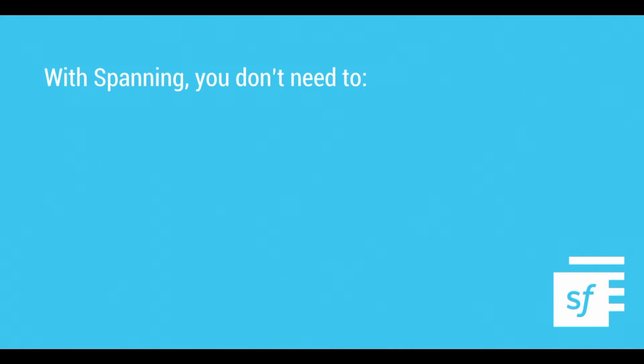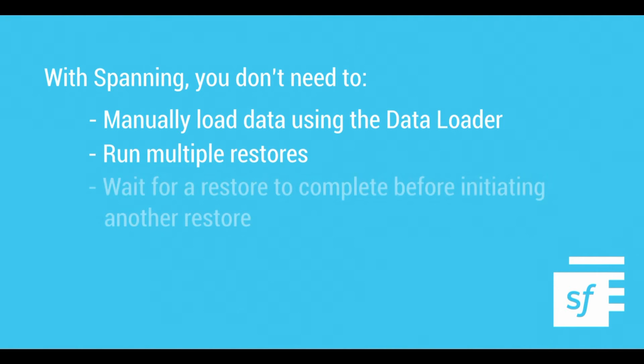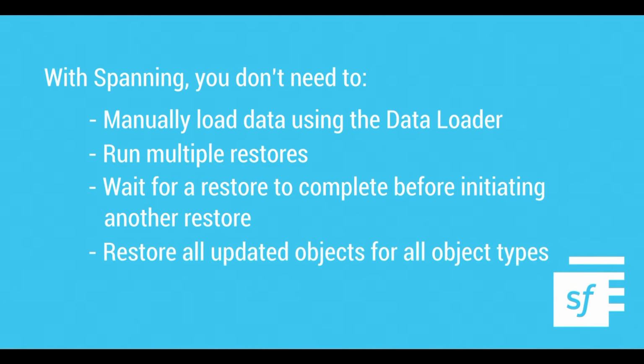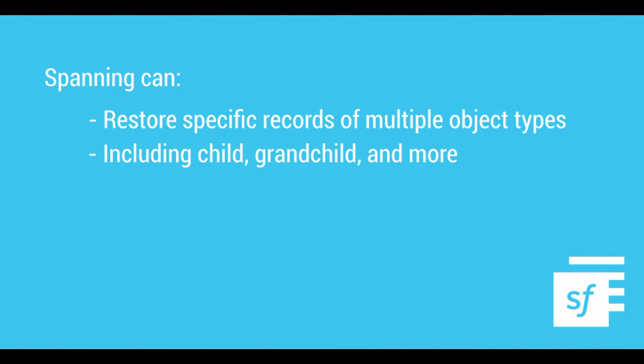With Spanning, you do not need to manually load data using a data loader, run multiple restores, or wait for a restore of a particular object type to complete before initiating another restore. Additionally, you do not have to restore all objects that were updated for all object types while recovering data. Spanning can restore specific records of multiple object types, including their child, grandchild, and all other records all the way down the hierarchy in a single restore operation.